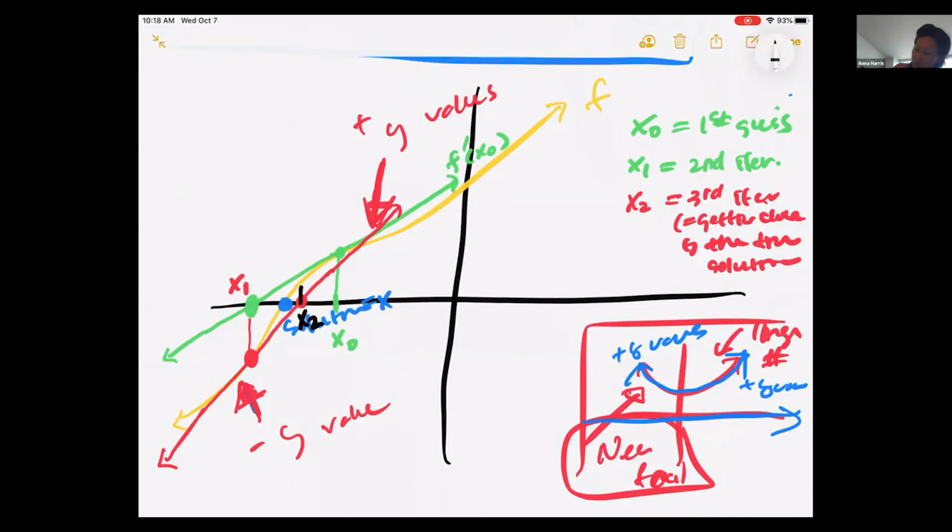So I go up, draw a separate line, and draw a tangent line. Look at that. Doesn't that almost go through the real solution? So my third iteration, the fourth guess, is almost the same as the real solution. So that is the concept of Newton's method. Are you following me, class?